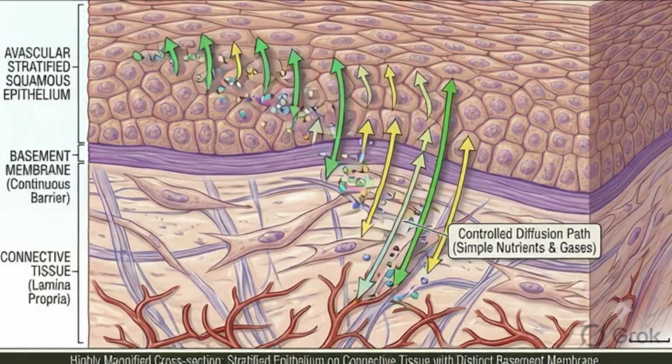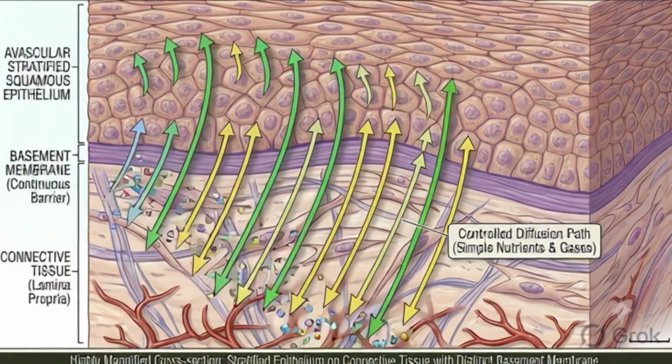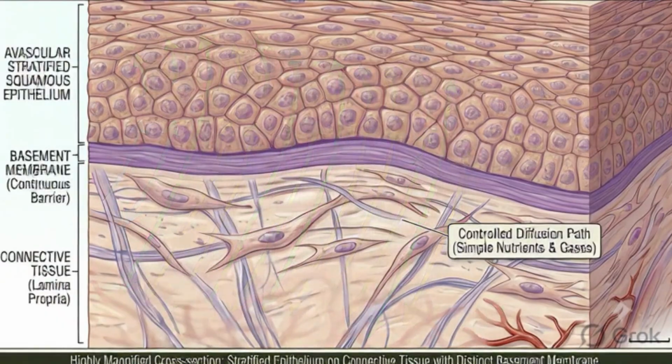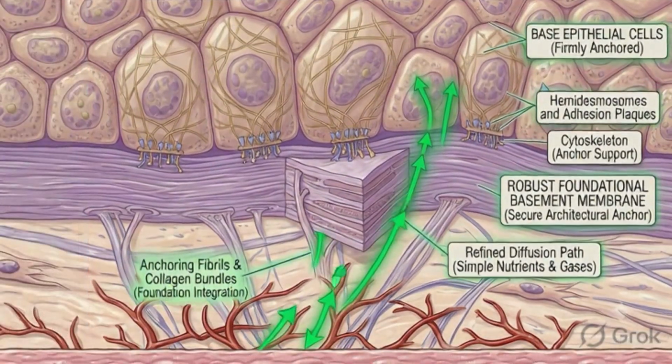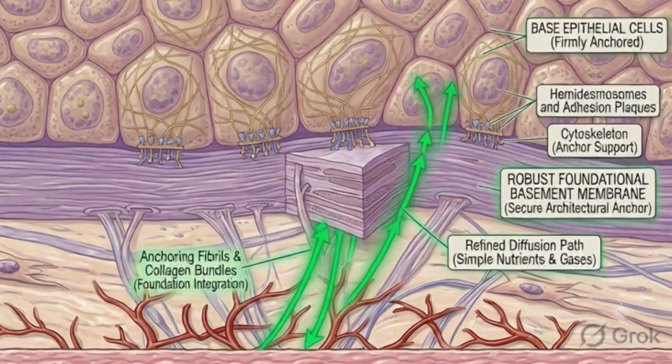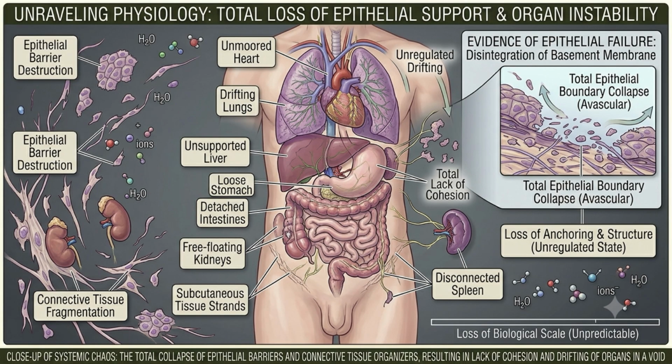Epithelial tissue does not contain blood vessels. It receives all of its nutrients by diffusion from the connective tissue directly beneath it. This boundary between epithelial tissue and the tissue below is called the basement membrane, a thin but important structural layer that anchors the epithelium in place.